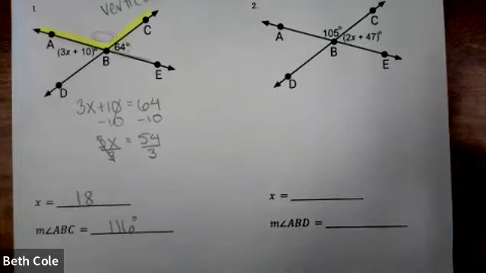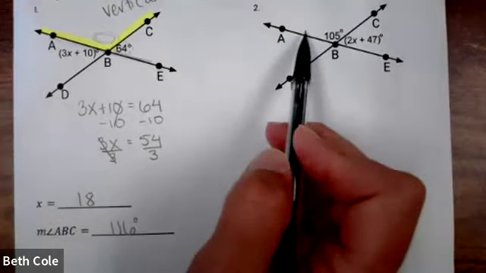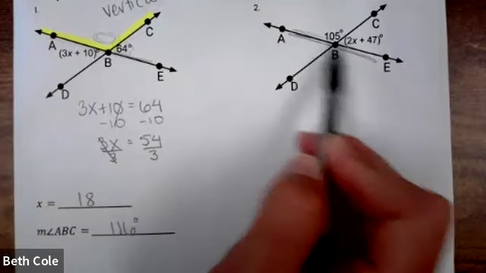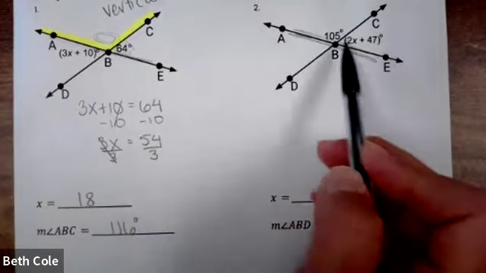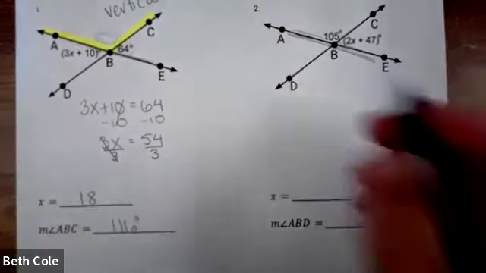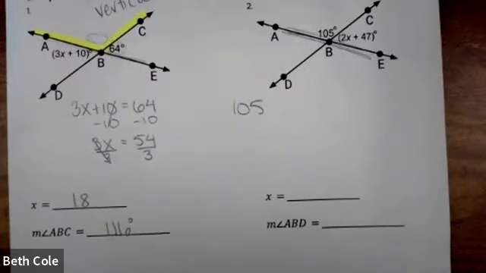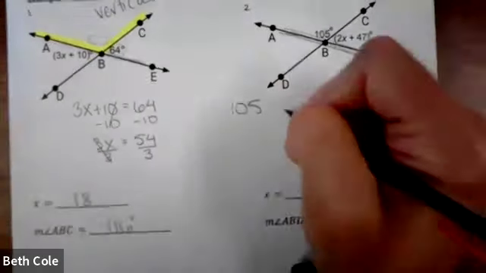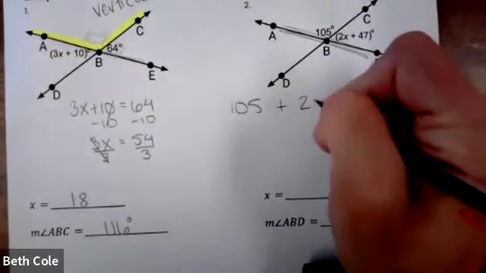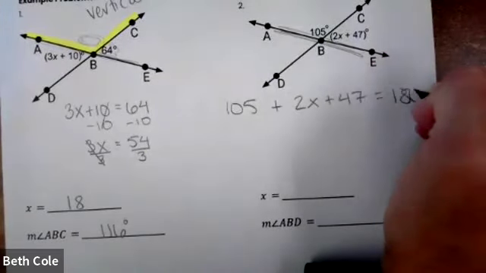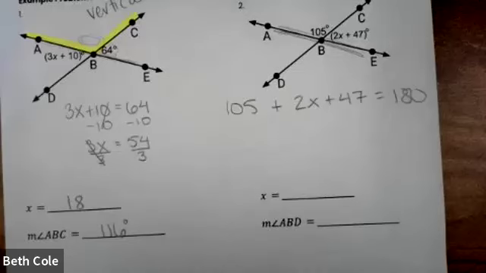Let's try another one. So looking at this one, do you see how we have a straight line right here? Yep, so that's worth 180. And so we're going to add these together to get 180. So you're going to take your 105 plus your 2x plus 47 and make it equal 180. So straight line is 180.